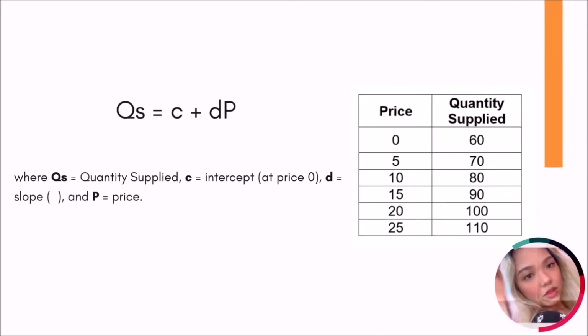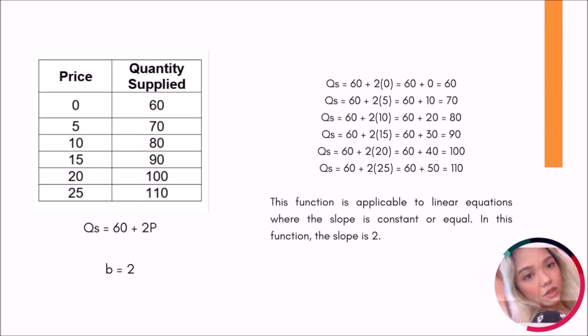Another representation of supply is the supply function. Given the above supply schedule as our basis, we can derive its supply function. Qs = c + dP, where Qs means quantity supplied, c being the intercept at price 0, d being the slope, and P being the price. The positive slope represents a direct or positive relationship of price and quantity supplied.